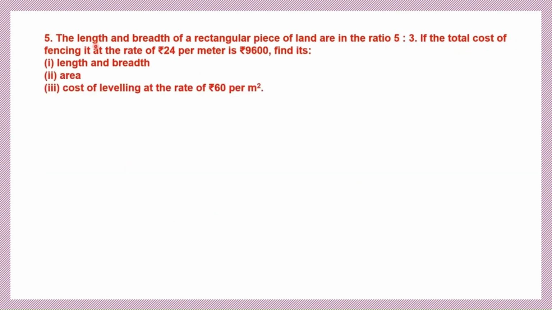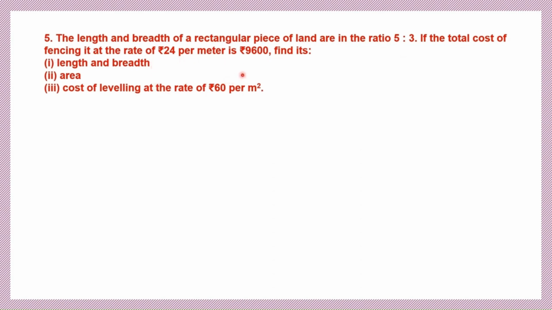Question 5. The length and breadth of a rectangular piece of land are in the ratio 5:3. If the total cost of fencing it at the rate of 24 rupees per meter is 9,600 rupees, we have to find all these things.